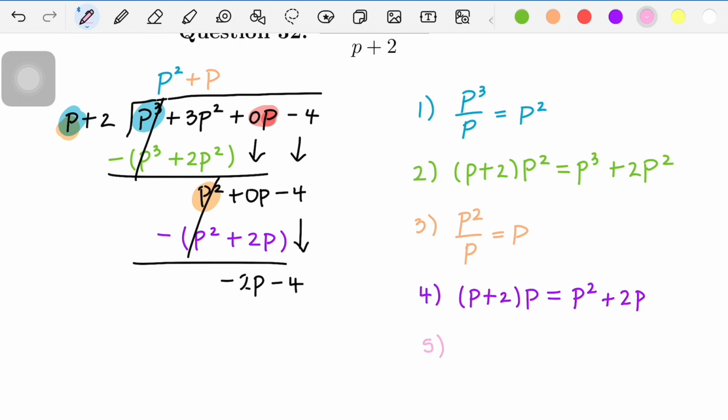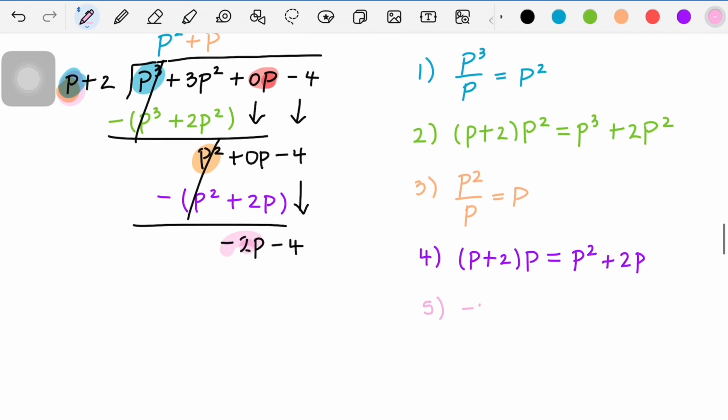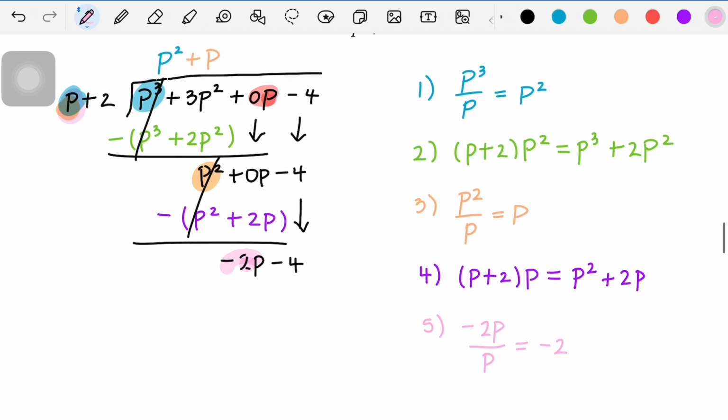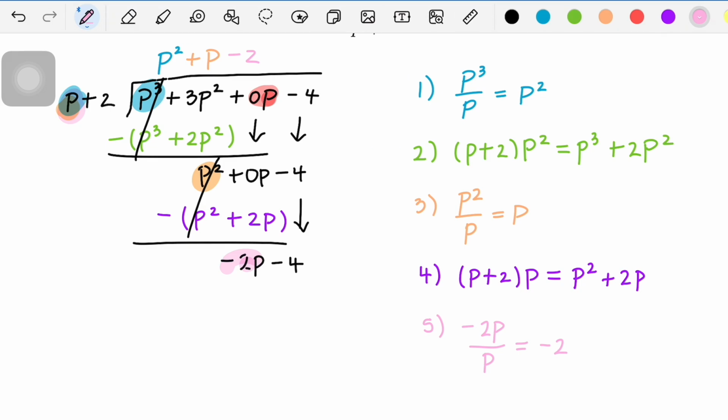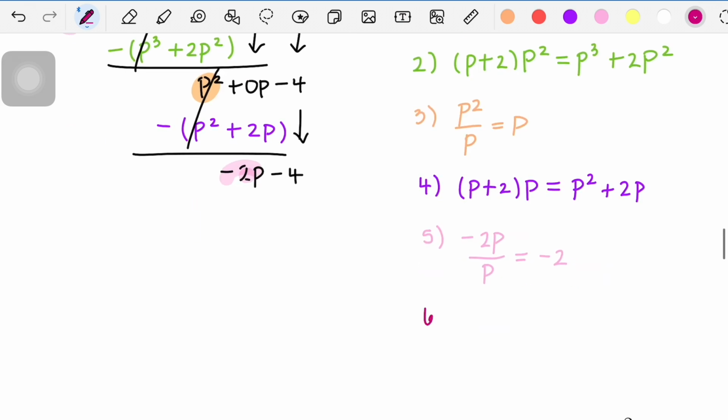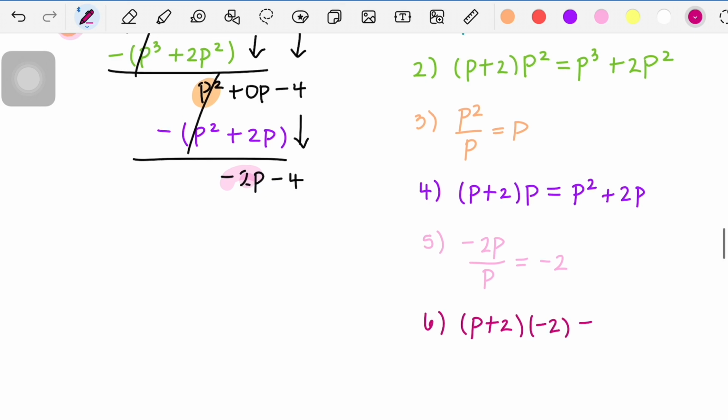So what we're going to do, let's keep color coding this, is we're going to divide minus 2p by this first term p here. So we have minus 2p divided by p. So this will give us a minus 2. And again, that's going to be our result up here. And again, we're going to multiply this result by our divisor. So this will be step 6 here. We're going to multiply our result minus 2 times p plus 2. So this will give us a minus 2p minus 4.